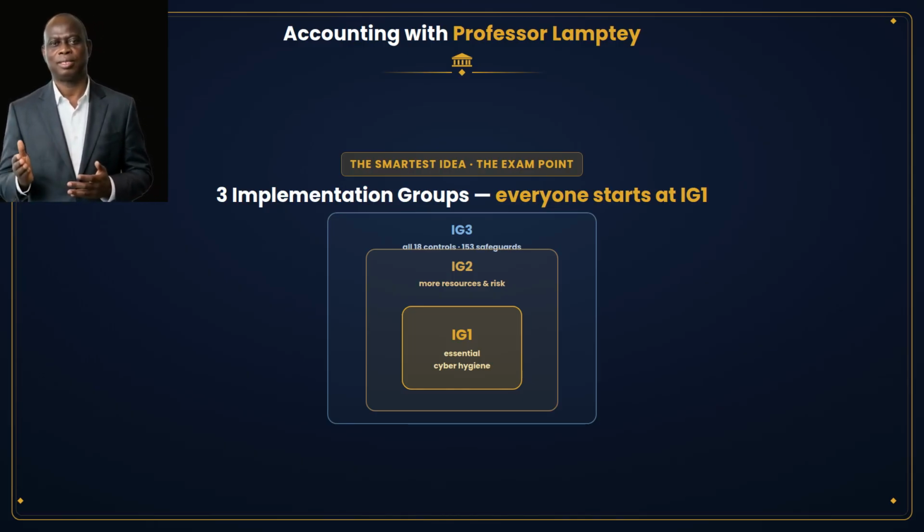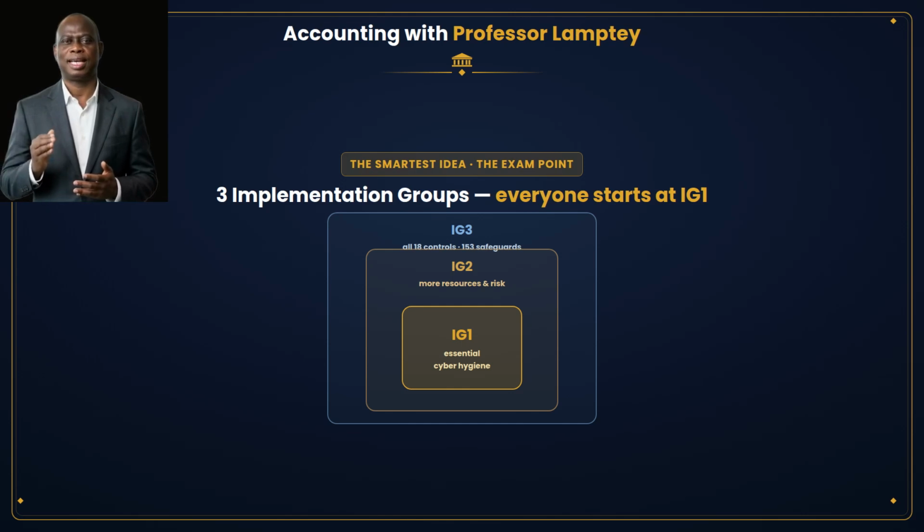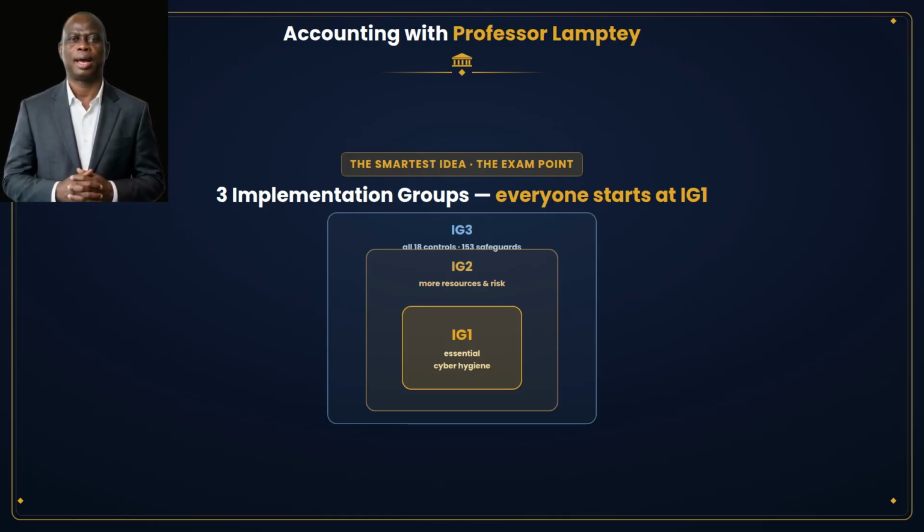Think of them as nested rings. IG3 contains IG2, which contains IG1. Everyone starts at IG1 and grows outward. That tiered design is why the CIS controls work for a tiny business and a global bank alike.